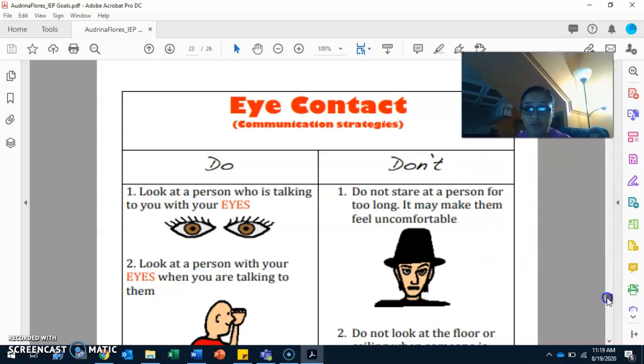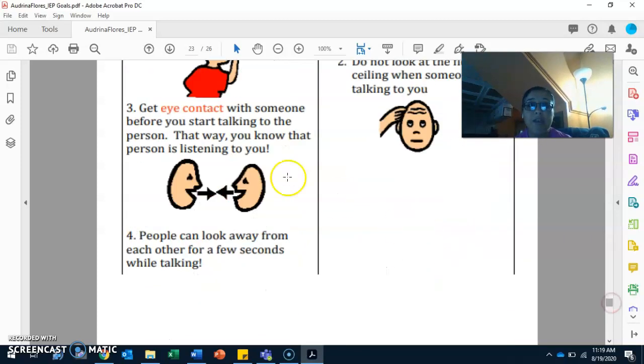So these are your do's. You want to do this. Make sure you get eye contact with someone before you start talking to the person. That way you know that the person is listening to you. So make sure that you make eye contact. People can look away from each other for a few seconds while talking, but I'm still going to come back and look at you because I want you to listen to me.